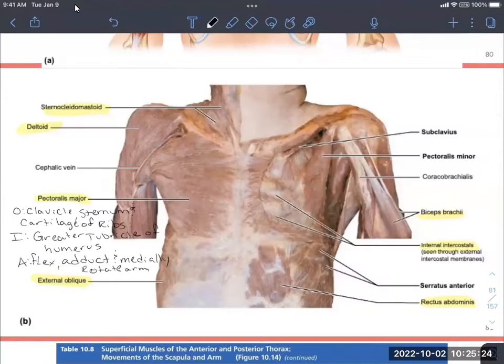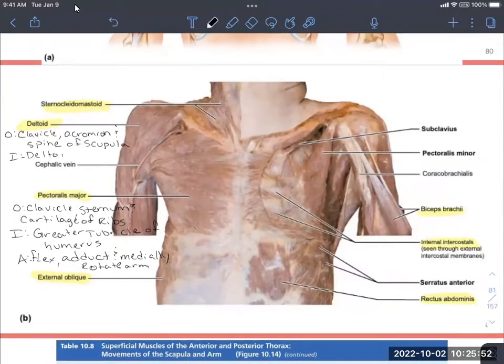What about our deltoid up here? Our deltoid is going to originate at the clavicle, at the acromion, and spine of the scapula. It will insert at the deltoid tuberosity. And its action is it abducts the arm.